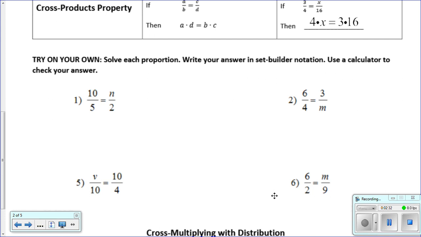If you had questions on these or you're not sure how to do it, make sure you write it down. And when I ask a question, yeah. And also please make sure you wrote it in set builder notation. Okay, and you use your calculator to check your answer. That's like encompassing the last 3 lessons together.